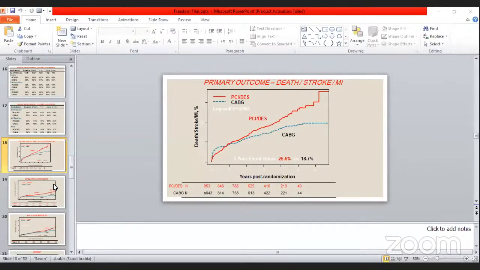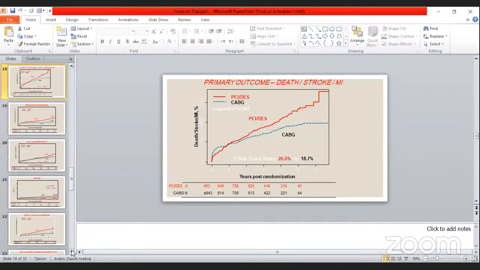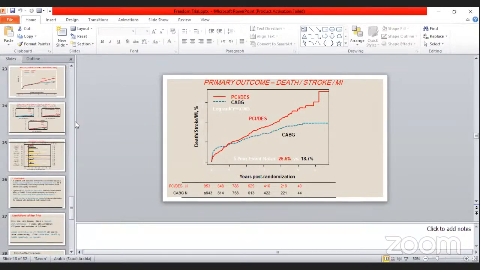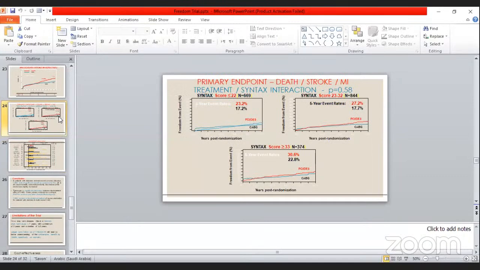Can you see the slides, doctor? No, we can't. We can see now. Okay, so if you go toward the end, please. Okay, the one before, after that.